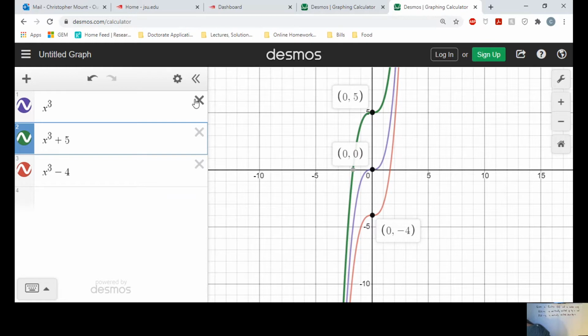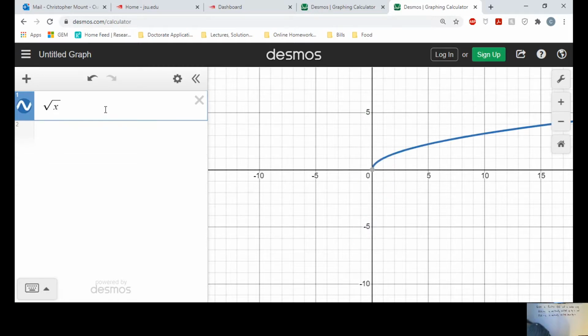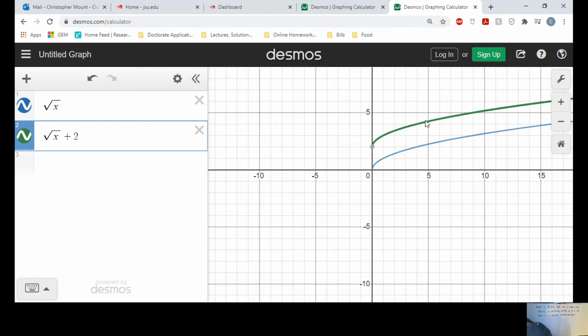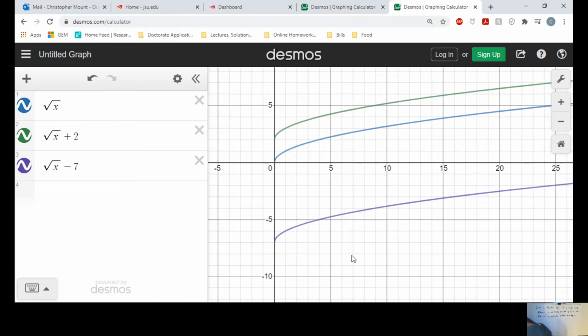Okay, it works for the square root functions. I guess I should say just the root functions in general. So here's the square root of x. Square root of x plus 2, say, vertically lifted. I can even drop square root of x lower too, like -7. Put it all the way down there.